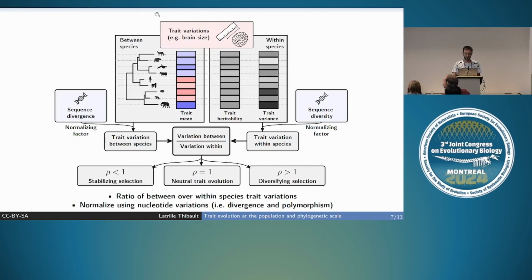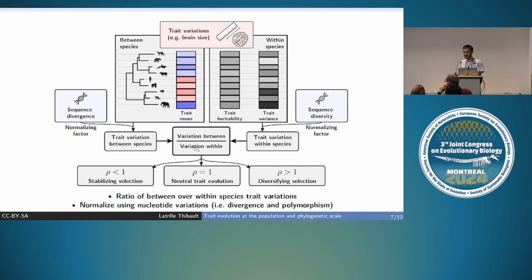So what we can look at first is the between-species variation. This is typically what you want to do: you fit the Brownian process across your tree. Then you have your within-species variation. What you are looking at here is the additive genetic variance, or in other words, the phenotypic variance multiplied by heritability. These are the two things you're looking at. The first thing you could do, and this is not novel, it has already been done, is compute the ratio of one over the other. So you're dividing the variation between by the variation within.